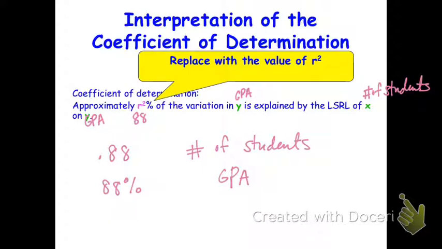Yes? So for the y, do we just put GPA or like GPA over 3.5? You can say GPA over 3.5. Yeah, I could do that. I would originally put just GPA, but that's what it was. It was percentage of GPA over 3.5.